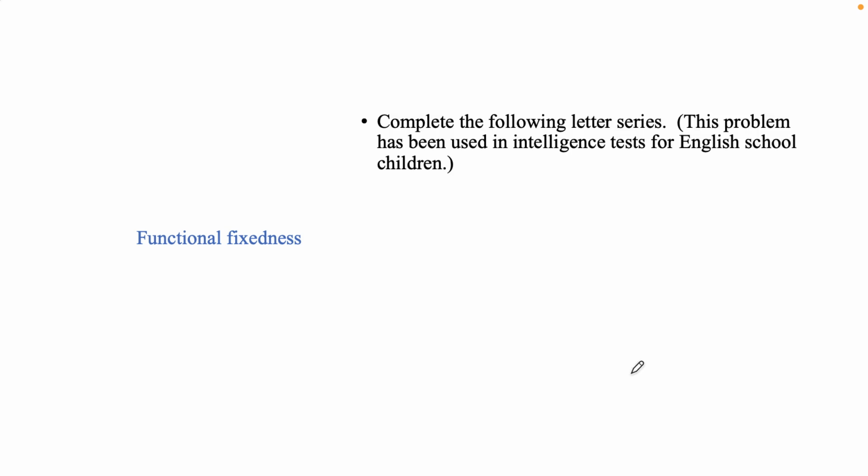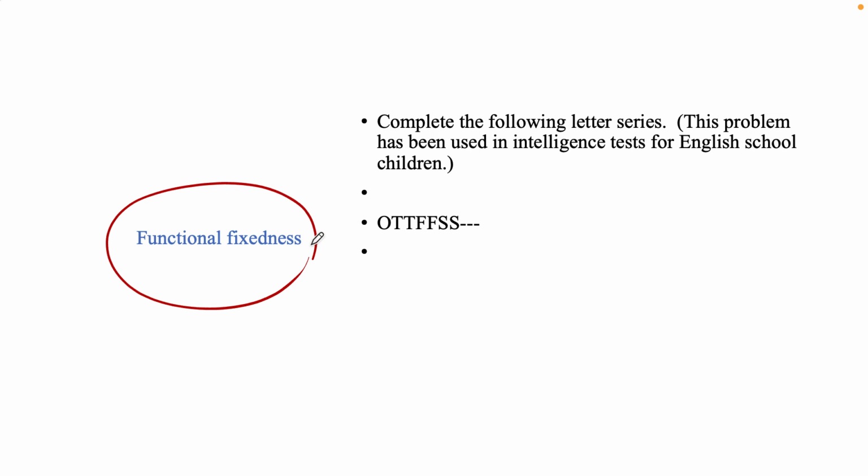And here, complete the following letter series. It's a functional fixedness. Okay, this letter series is made up of the letters of a few things. Now if you continue to think, okay, how do I go beyond O, T, T, F, F, S, S? Well, if you are thinking beyond what you're given, you might have a little insight, like what is this representing, right?